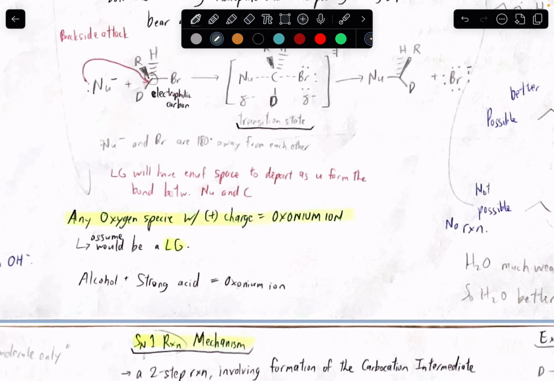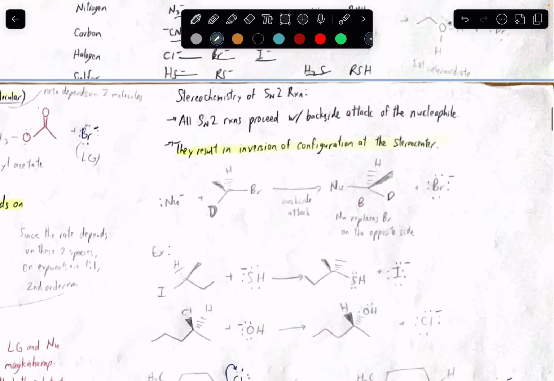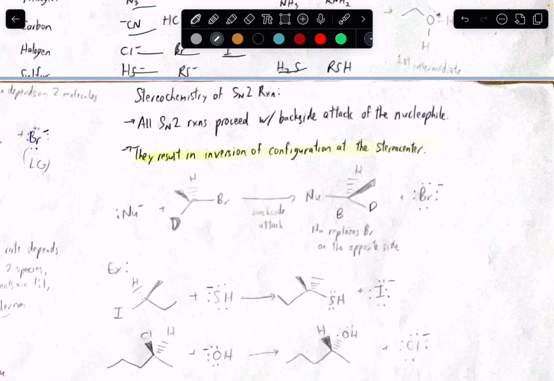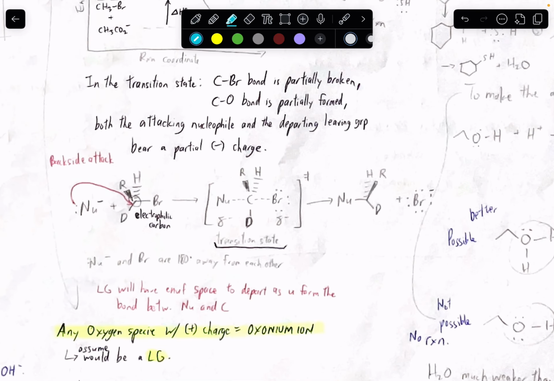An oxonium ion is composed of alcohol and strong acid. So let's go to stereochemistry. All SN2 reactions proceed with the backside attack of the nucleophile. It's the nucleophile that attacks, okay, not the leaving group. Don't get it confused. They result in inversion of configuration. This is what I was referring to earlier. Inversion of configuration. So coming from this figure, you have this.